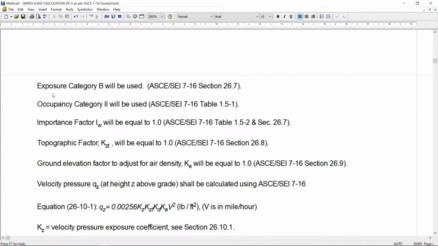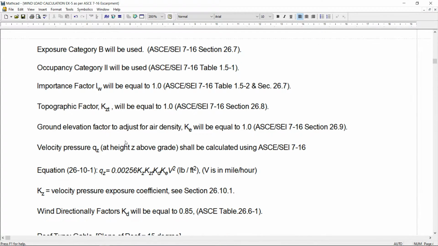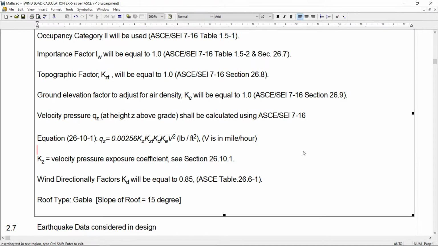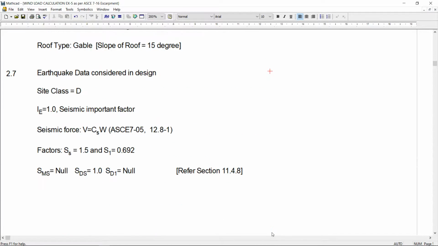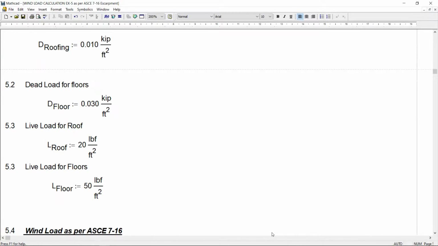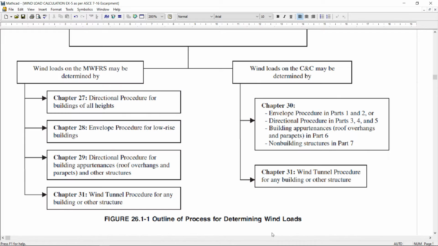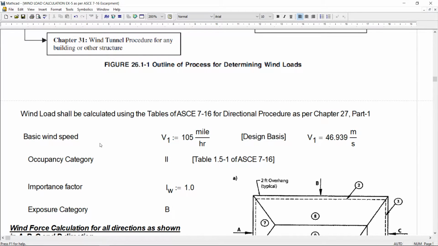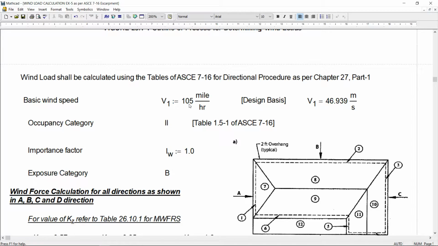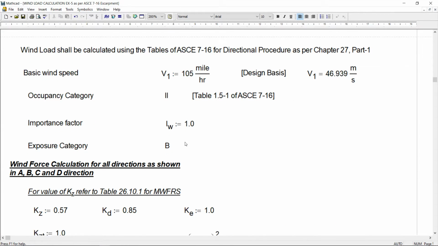Now, exposure category is B, occupancy 2, importance factor 1, Kzt 1, elevation factor 1, velocity as defined, and I shall be using the same formula which is given in the standard. So based on this data I started calculation. So wind load is defined as per ASCE 7-16 chapter 26. Now we know the basic wind speed is 105, and all these parameters are repeated over here.